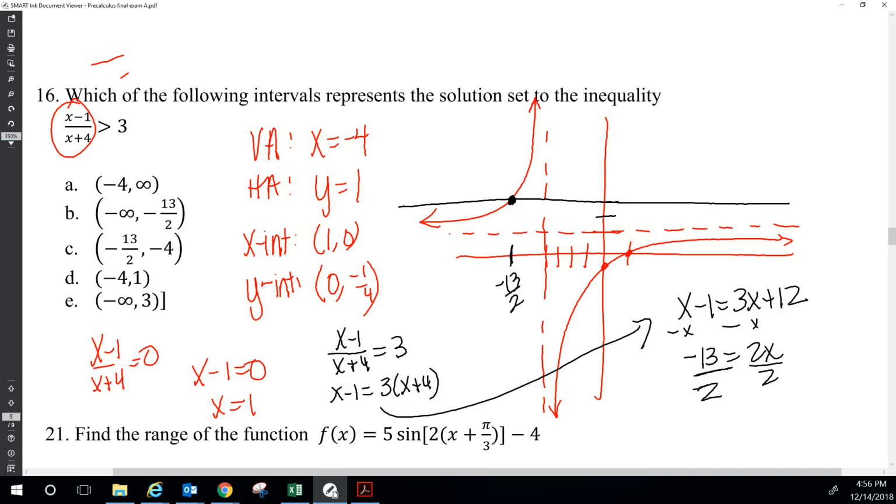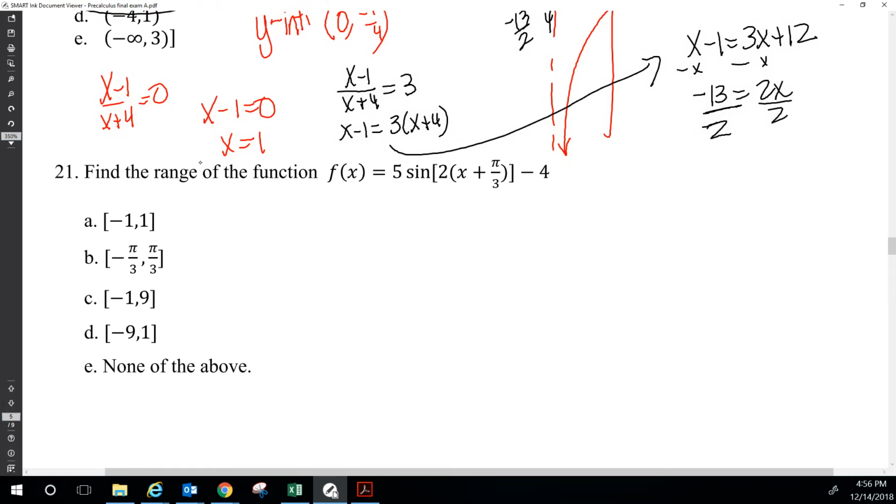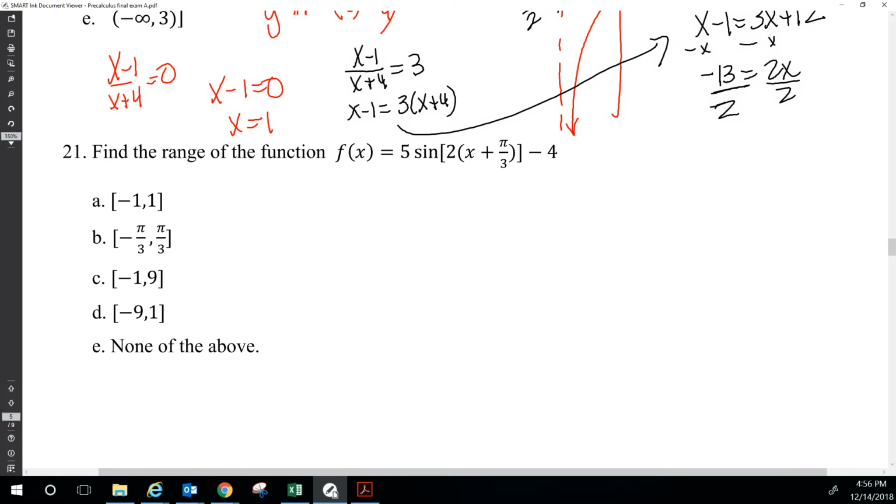And then I want everything that's greater than this line here. So from -13/2 to my asymptote, which is at -4. And that's going to be represented by C, from -13/2 to -4. All right, find the range of this function here. I love these finals because it's taking all that math that we learned and putting it all together. And it's really good stuff.